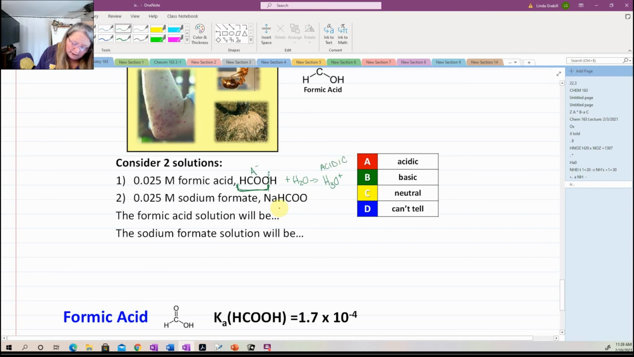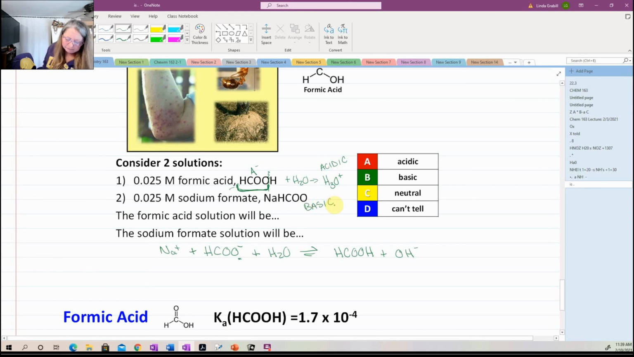If I add this sodium formate, what do I get? I'm going to get Na plus and my formate, HCOO minus. And if I add that to water, it should look like the one we just did on the other page. This is a proton acceptor. So I'm going to get HCOOH, kind of like my formic acid over here, plus what? I have donated a proton, the OH minus. So this is going to make it basic.